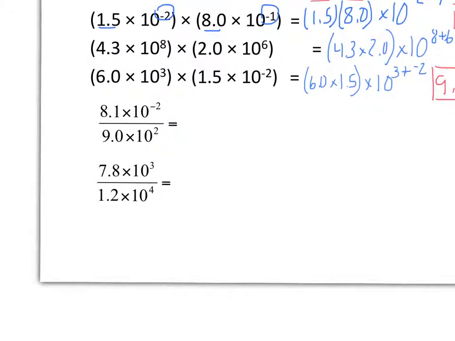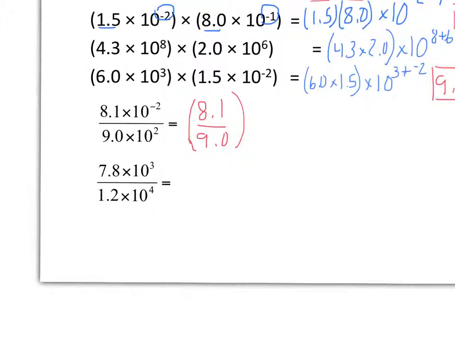Next, we have 8.1 times 10 to the negative 2 divided by 9.0 times 10 to the 2. You're going to see that you can actually do this one in your head, even though it doesn't look like it right now. When we do division, we can divide the first numbers, and then we subtract the exponents. So let's do the division. 8.1 divided by 9.0. This actually you can do in your head.